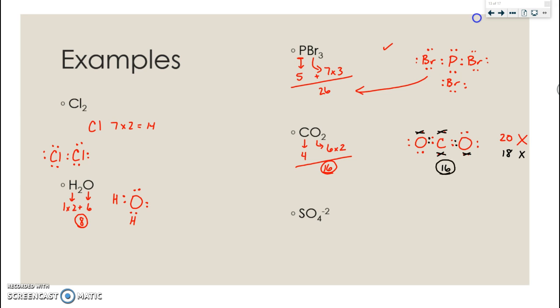Okay? And everybody's happy. The oxygen is in contact with a total of 8, the carbon is in contact with a total of 8, and the other oxygen is in contact with a total of 8. So that molecule is complete.